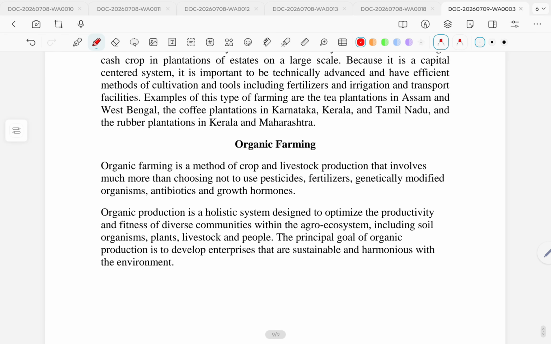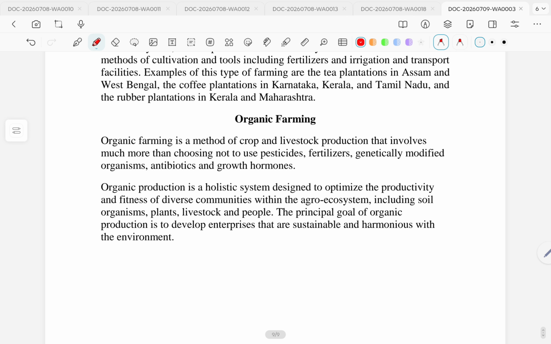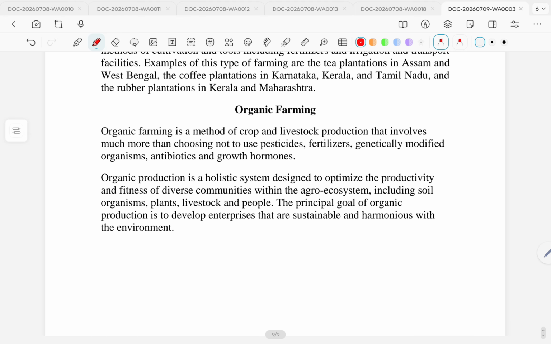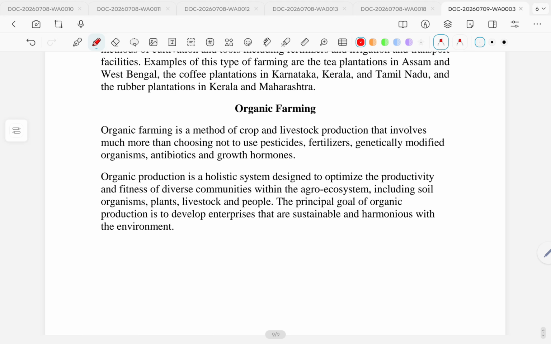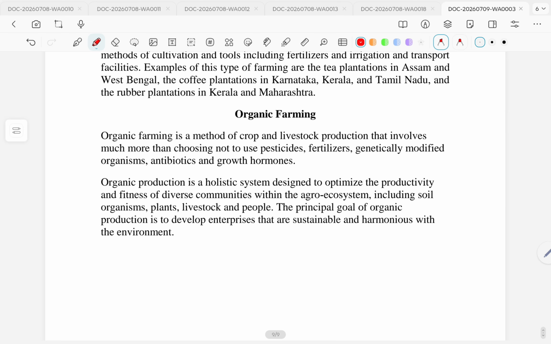Organic farming. Organic farming is a method of crop and livestock production that involves much more than choosing not to use pesticides, fertilizers, genetically modified organisms, antibiotics, and growth hormones. Organic production is a holistic system designed to optimize the productivity and fitness of diverse communities within the agroecosystem, including soil organisms, plants, livestock, and people. The principal goal of organic production is to develop enterprises that are sustainable and harmonious with the environment.